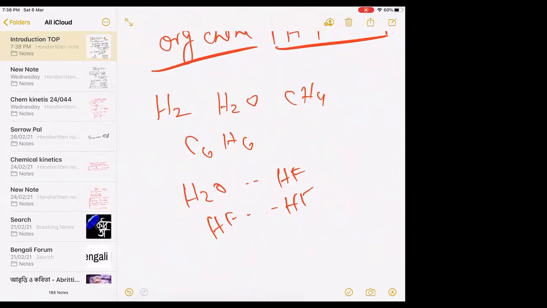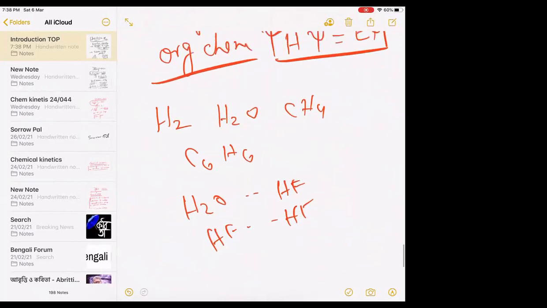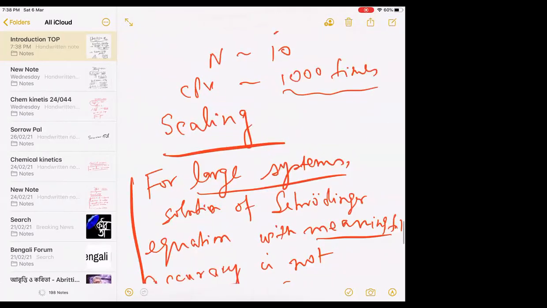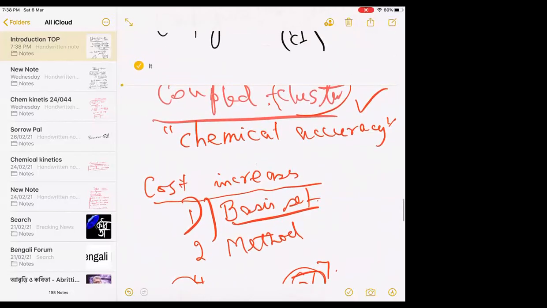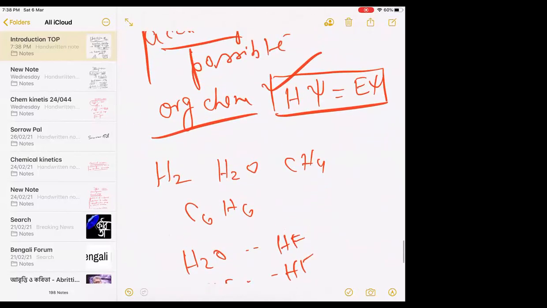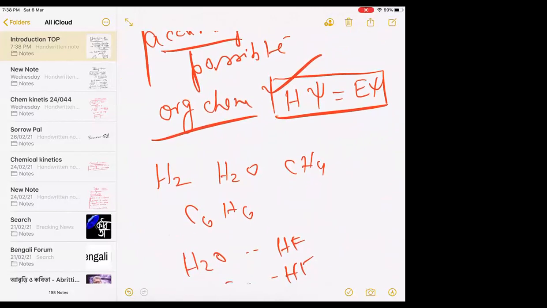In summary, I should say coupled cluster is not just for what you conventionally call a cluster of atoms or cluster of molecules. It's a general method which can be applied to any molecule or any set of atoms. All right. So the point that I'm trying to say is, for organic chemists, it is often possible, and many organic chemists are actually using this.